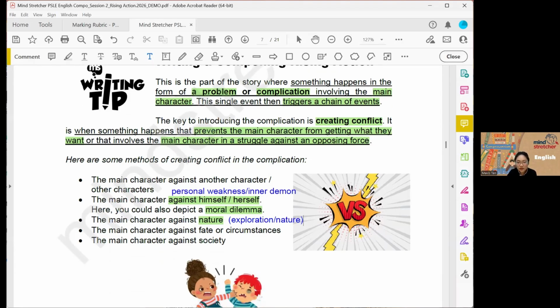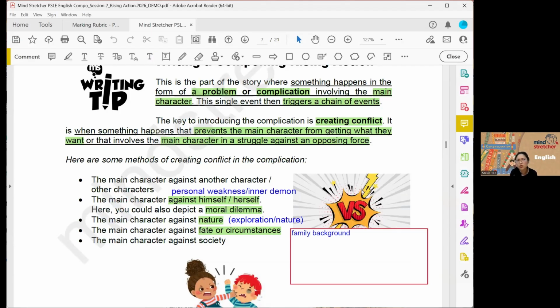Main character against fate or circumstances. What's fate and circumstances? Let me draw a separate box here because I need some space. For example, some people are born into a poor family. That is their fate and circumstance when they were born. So things like family background. Your character couldn't choose it.